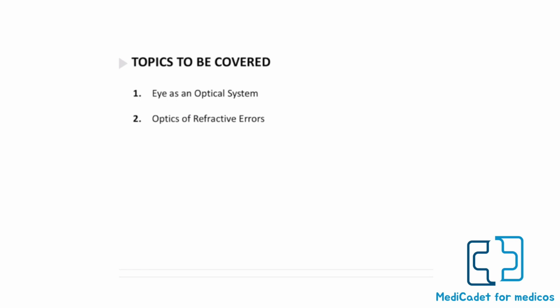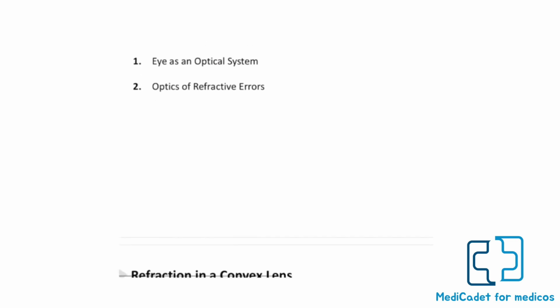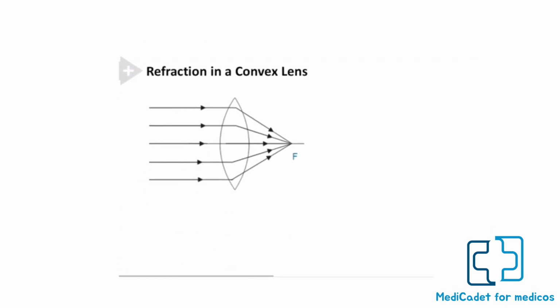Okay, so what do I mean when I say that we will be talking about the eye as an optical system? See, if we have to study refraction, for some time we have to forget that the eye is actually a biological structure, and we will try to look at it in terms of an optical system, meaning we have to imagine that the eye is like a convex or a converging lens.